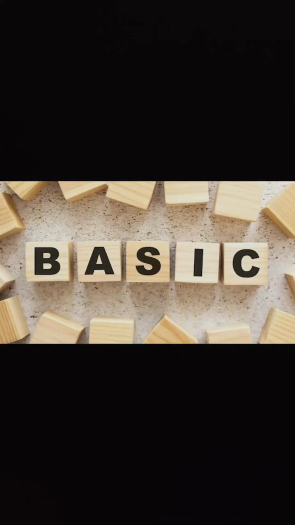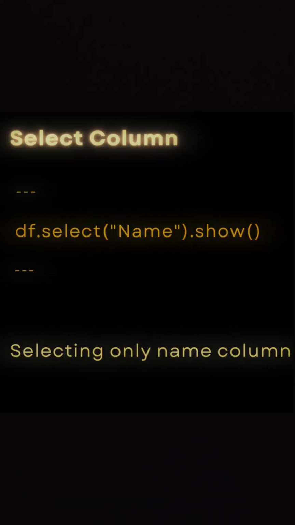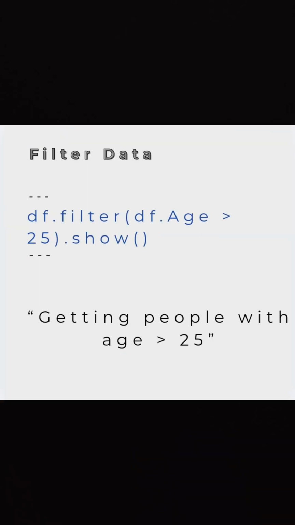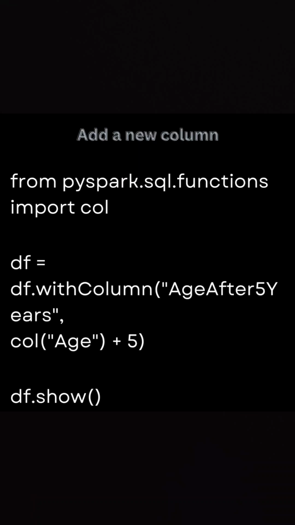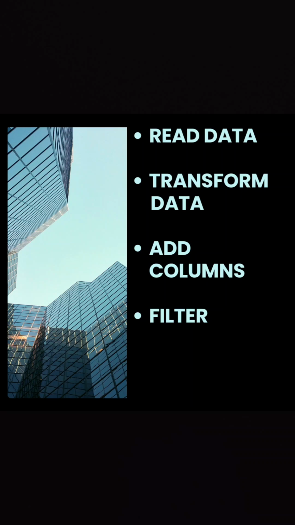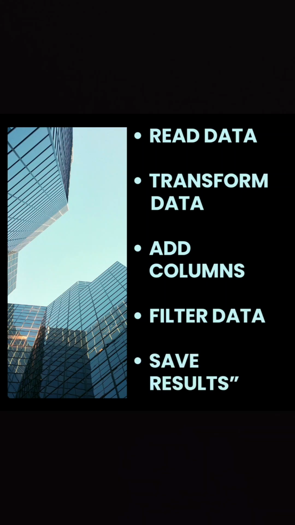Now the basic operations. We use select to pick a column, selecting only the name column. Here is how we filter data, getting people with age greater than 25. And this code says we're creating a new column. This is exactly what companies do. They read data, transform it, add columns, filter data, and finally save the results.